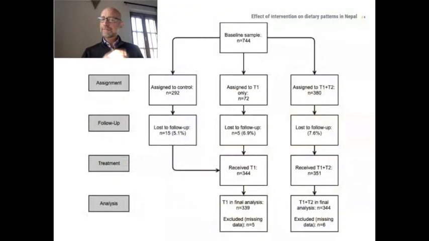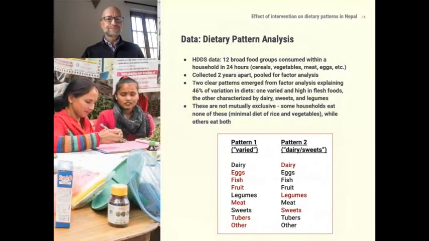The baseline sample was 744 households. There was relatively little loss to follow-up, and a few households were excluded due to missing data. So in all, respondents from 683 households were surveyed both at baseline and endline and included in the study.